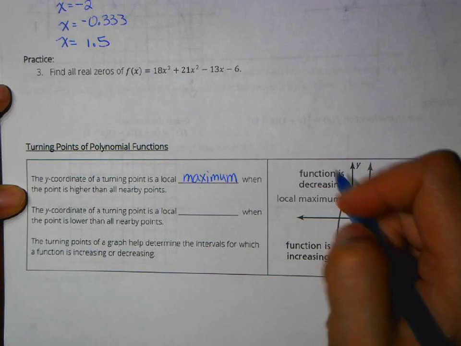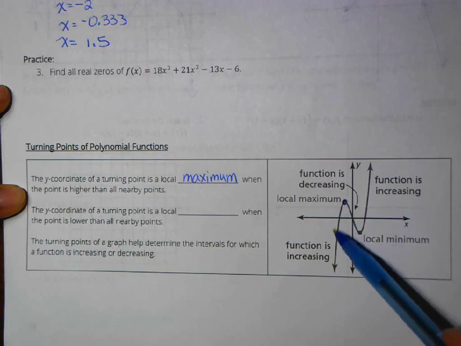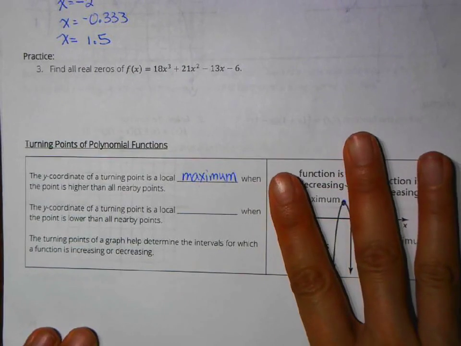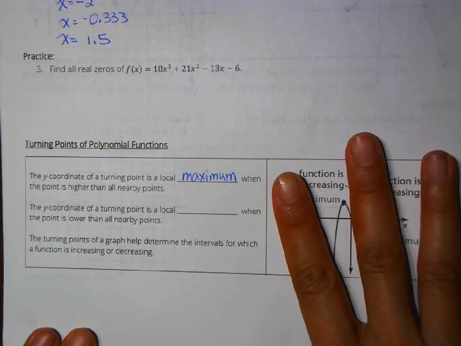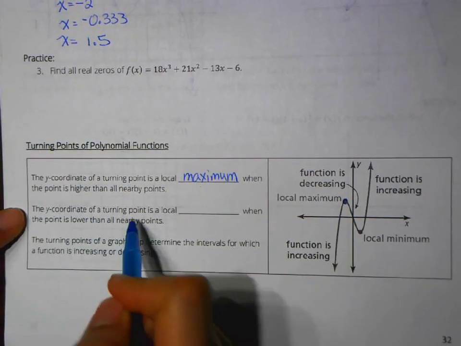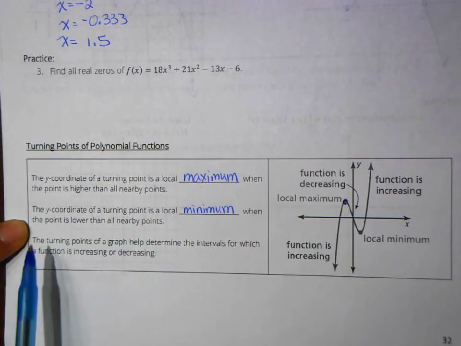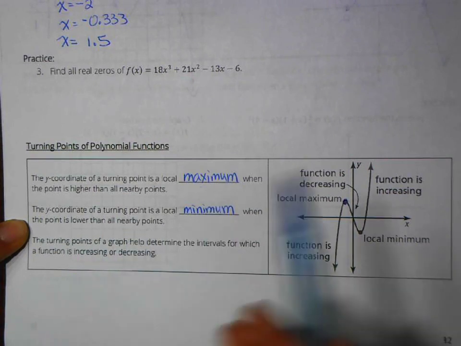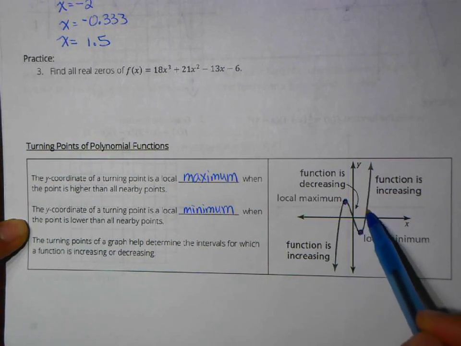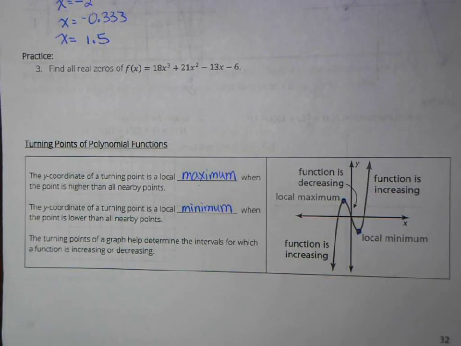So if you're looking at this graph, the local maximum is right here because this y value right there is higher than all of the points surrounding it. So if I cover up everything else, that looks like the highest point of just that region. The y value of a turning point is a local minimum when the point is lower than all of the nearby points. So on this graph, this point right here is a local minimum because it's the lowest point of all the points surrounding it. So you're only looking at one area, one part of the graph.